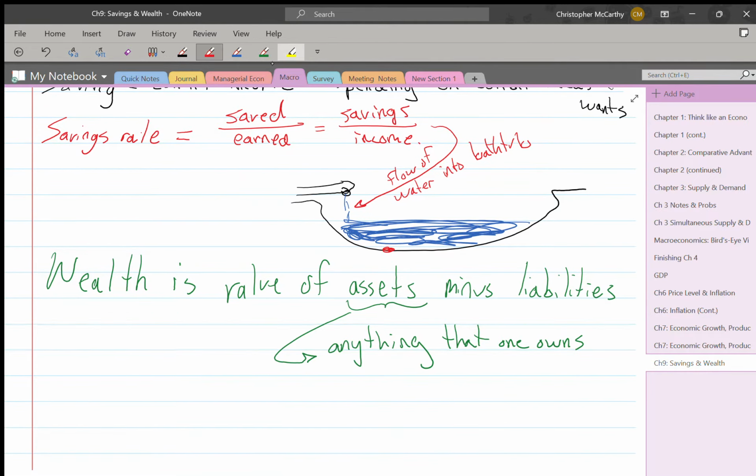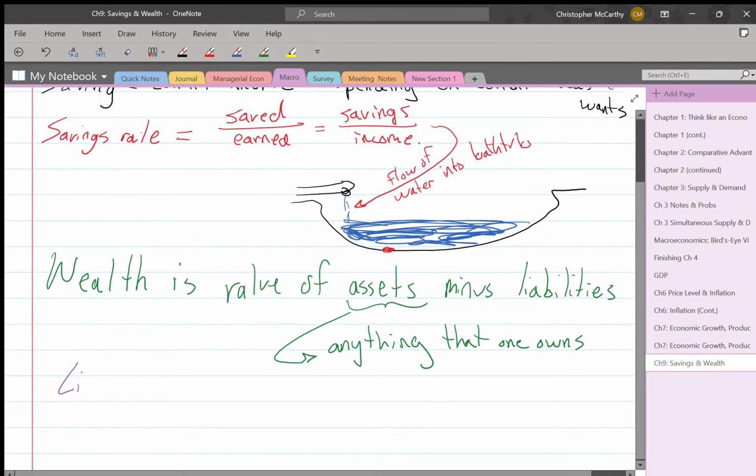Liabilities. What is a liability? "I am," said my mother. No, I'm kidding.